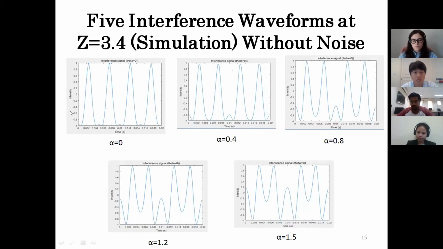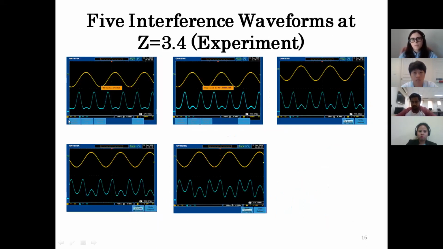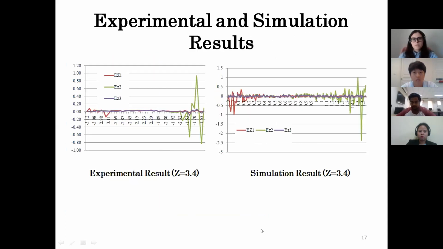And this is the simulation testing the 5 interference waveforms at z equal to 3.4 without noise at alpha equal to 0 to 1.5. And we also test the experiment for 5 interference waveforms at z equal to 3.4. We can get this waveform. And also we compare the experimental and simulation results at z equal to 3.4, and we can get results like this. So this is a similar situation.